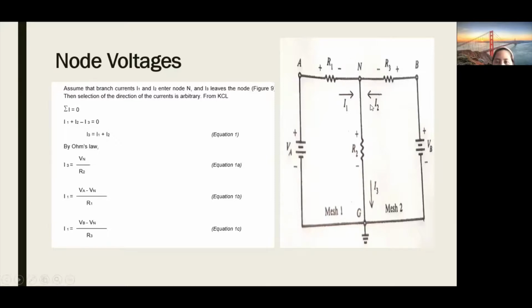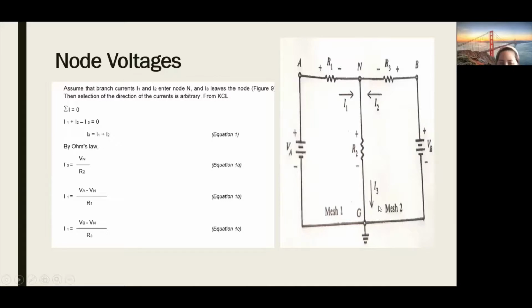By Ohm's law, it's V equals I times R, so for the current it's V over R. You will recall that based on the given circuit, the KCL states that the sum of the currents entering a junction or a node is equal to the sum of the currents leaving the junction. So for I1, here it's VA minus VN over R1.